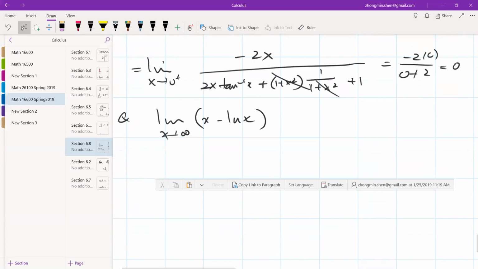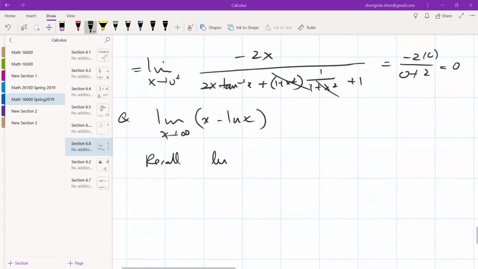But I remember, natural log of x grows much slower than any power function, and also much slower than this. So I guess the first term grows much faster than the second term. So the gap between those two is getting larger and larger. So the difference is getting larger and larger, so I guess the difference approaches infinity.